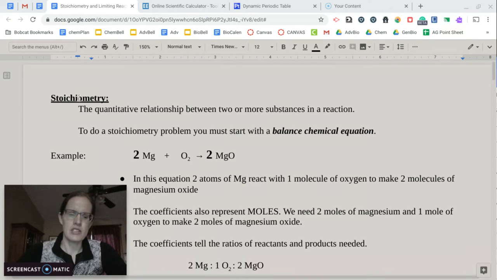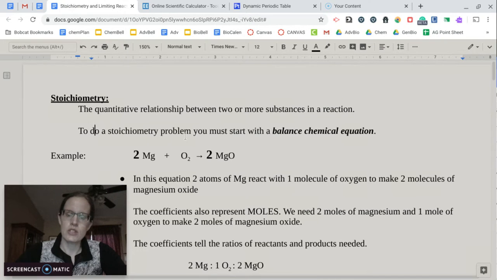So stoichiometry is a fancy way of saying we're going to figure out the quantitative relationship between two or more substances in a chemical reaction. Remember quantitative? We did quantitative and qualitative at the beginning of the year. Qualitative is like a physical description, like what color it is, or how hot it feels. Quantitative is a quantity, like exactly what temperature it is when you measure it, or what the mass of it is. So here it's the quantitative, the numerical relationship between two or more substances in a reaction.